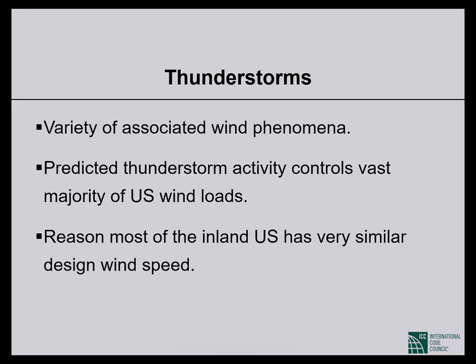And because of that, most of the inland United States has very similar design wind speed. So until you go to what is called hurricane-prone regions, the wind speeds do not vary much because they are all determined by thunderstorms.